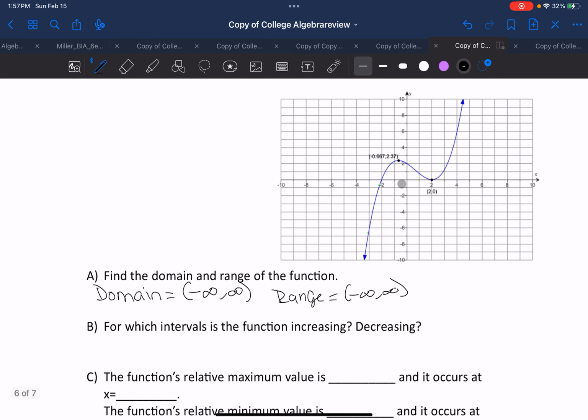And then B says, for which intervals is the function increasing or decreasing? So again, if I'm going from left to right and tracing this graph, I would be moving uphill up until that point. So that's one interval for increasing. And that would be from -infinity to that x value.